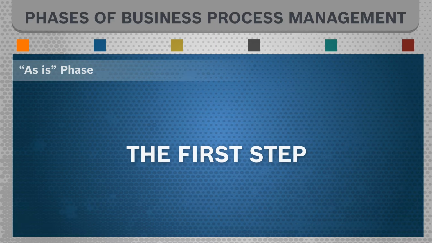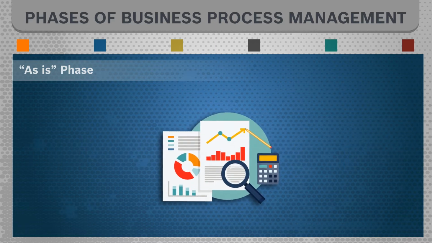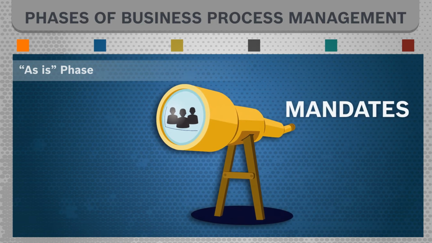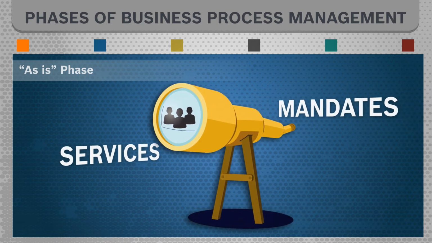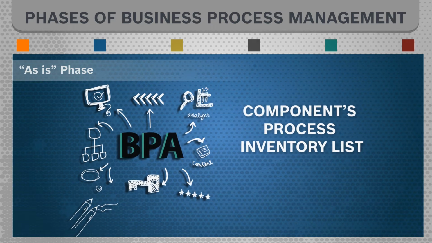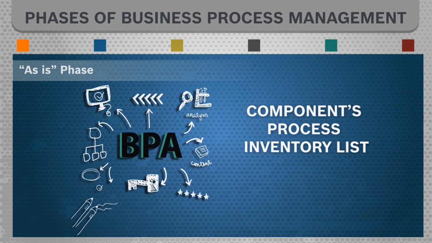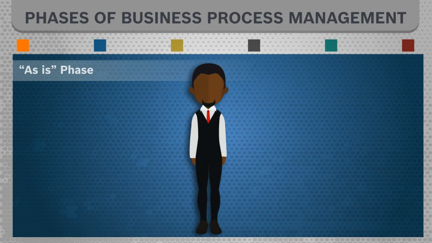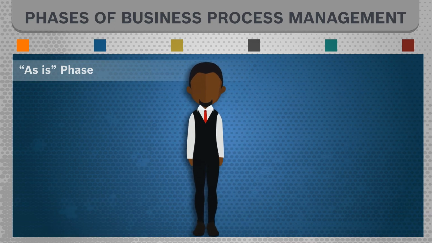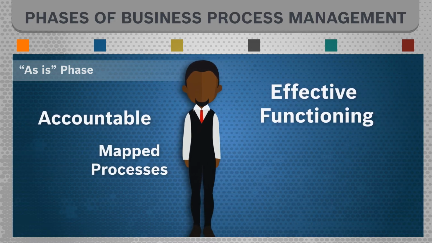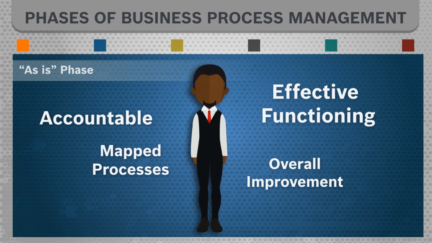The first step in this phase is to analyze the business strategy, as it identifies the service beneficiaries, mandates, and services. Then, define the business architecture by means of developing a components process inventory list, also known as a business process architecture, or BPA. Once that is complete, you then identify and appoint process owners, who should be held accountable for the effective functioning of their mapped processes and the overall improvement of processes.